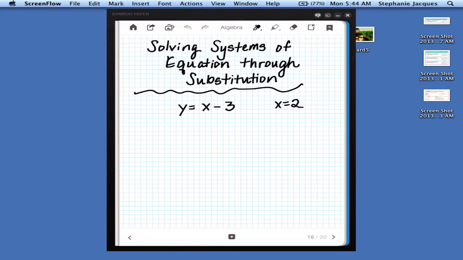Today you worked a little bit with systems, graphing them, and finding their point of intersection, which is the solution. Today we're going to do that without graphing. So let's look at what we're going to learn, solving systems of equations through substitution. So solving just means finding the point of intersection, where those two lines meet.